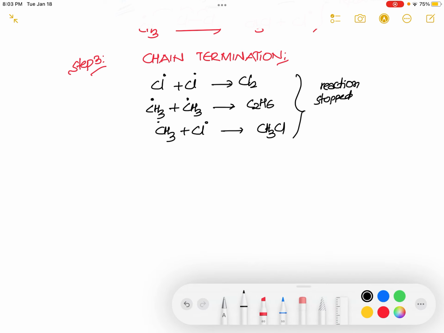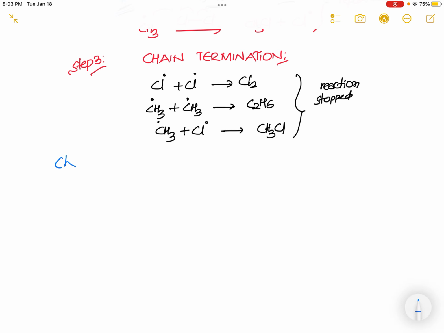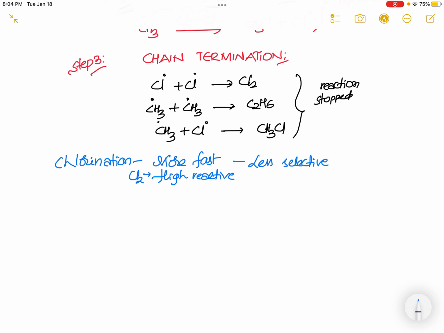The specialty points are: if you take chlorination, chlorination is more fast, or you say it is highly reactive. Chlorine is highly reactive, so less selective. Whereas from the bromine point of view, if you see bromination, bromine is less reactive, so it is going to be more selective.